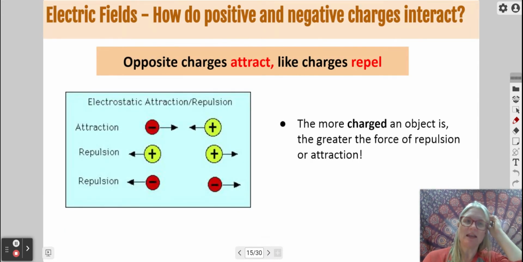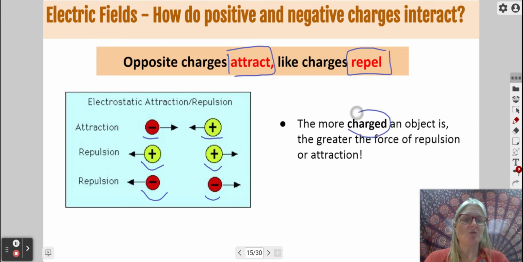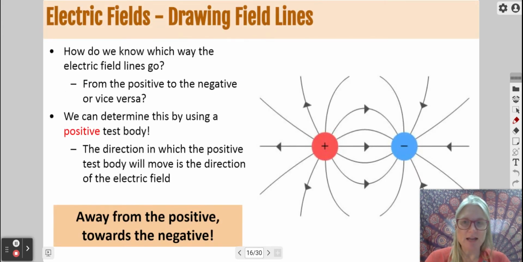All right, so how do positive and negative charges interact? Well, opposite charges, you probably know this already, opposites attract and like charges repel. So you have attraction between the negative charge and a positive charge, and you have repulsion between two of the same. Two positives and two negatives do not want to have anything to do with each other, right? And the more charged an object, the greater this force of repulsion or attraction becomes. So if this positive gets really big, like 5 times, then the force of attraction is going to get that much larger as well.